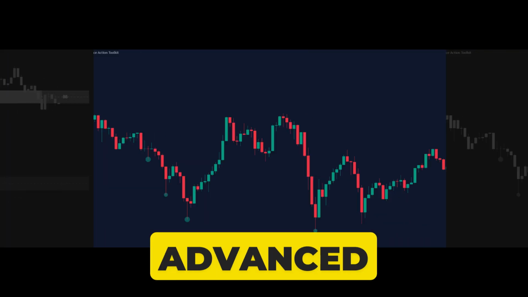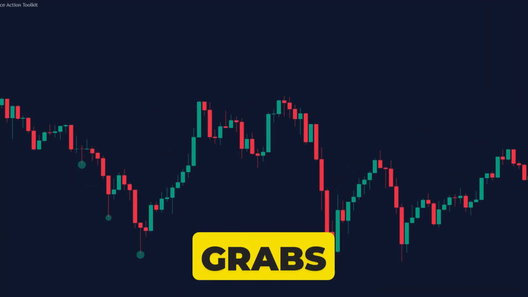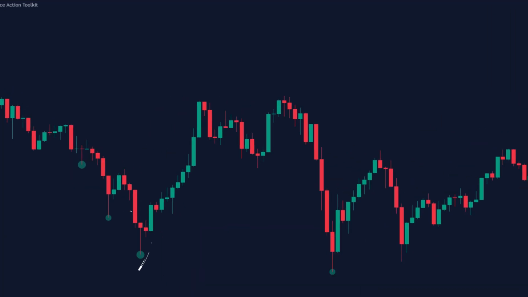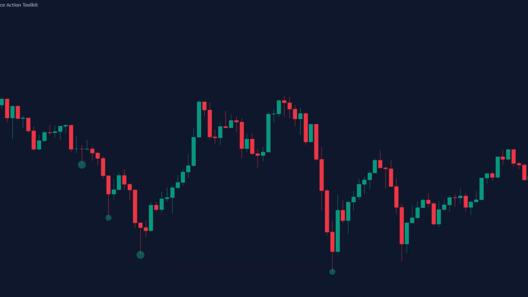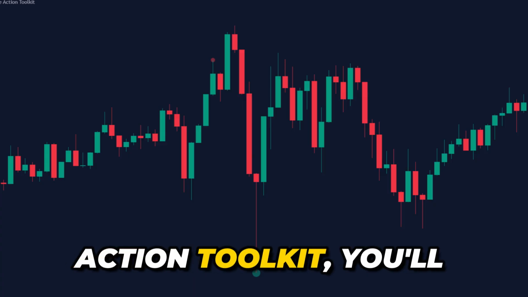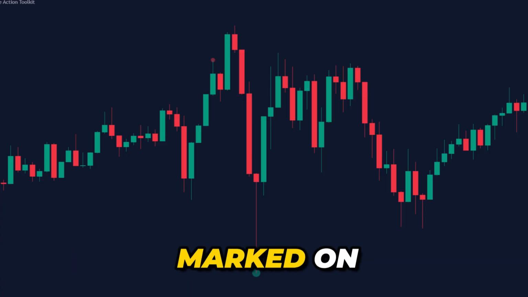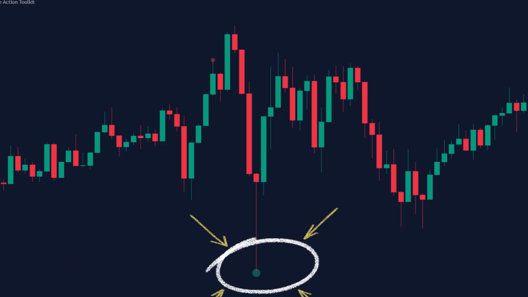One of the more advanced features of the toolkit is liquidity grabs. These occur when a large number of pending orders are triggered, causing sharp price movements. Liquidity grabs often lead to market reversals, and with the Price Action Toolkit, you'll see these events clearly marked on your chart with a bubble indicator.